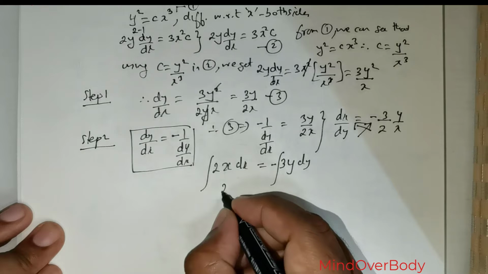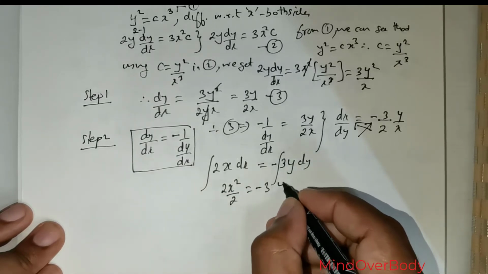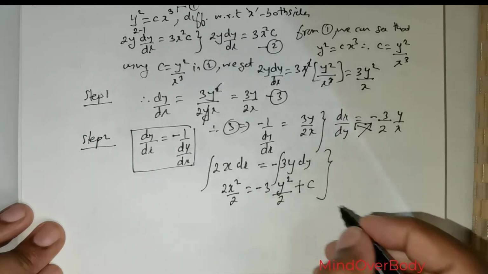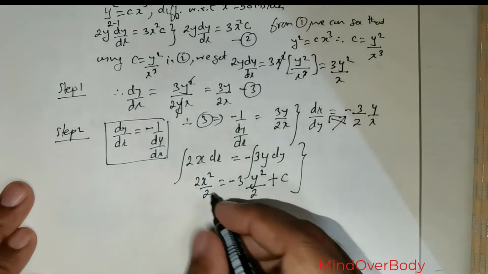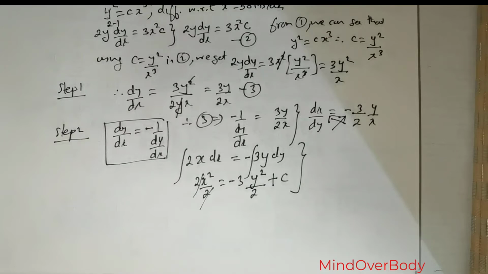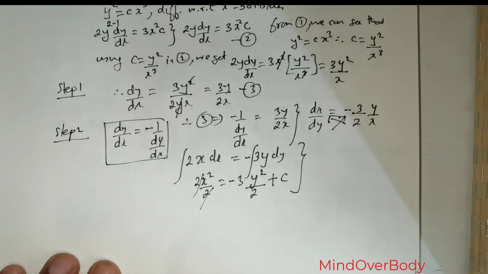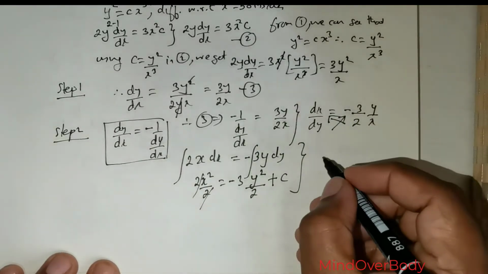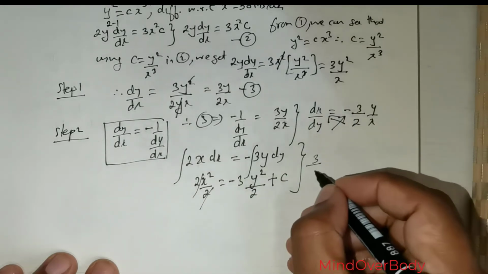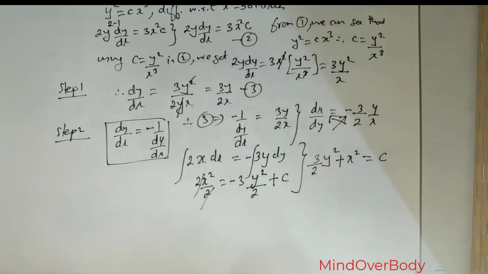If I were to integrate this, this is going to give me 2 times x squared over 2. If I were to integrate this, this is going to give me 3 times y squared over 2. Of course I get a positive arbitrary constant c. Now the 2 and the 2 can be cancelled here. So let me just write this down. I'm going to move this y squared to the other side, so it's going to be 3 over 2 times y squared plus x squared is equal to arbitrary constant c.